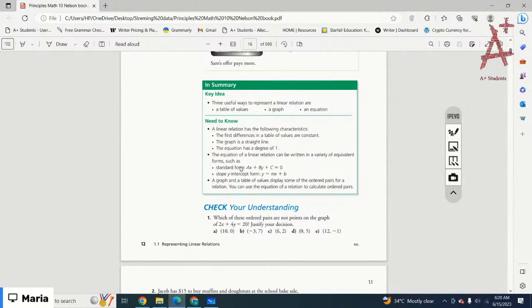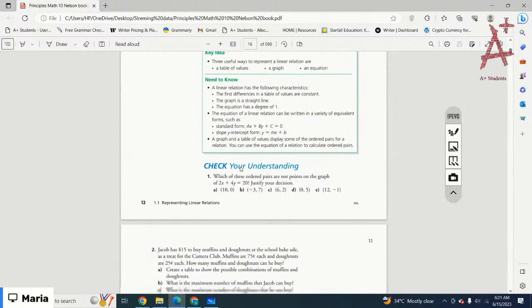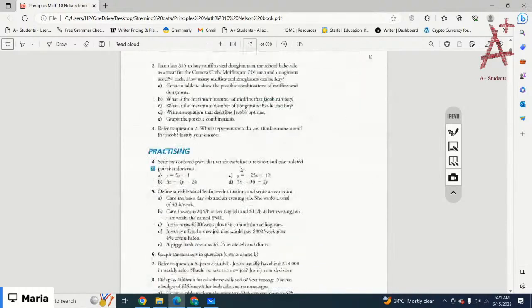The equation of a linear relation can be written in a variety of equivalent forms, such as standard form, which is ax plus by plus c equals 0. Then slope-intercept form, which is y equals mx plus b. A graph and a table of values display some of the ordered pairs for a relation. You can use the equation of a relation to calculate ordered pairs. Let's start with the practice questions.